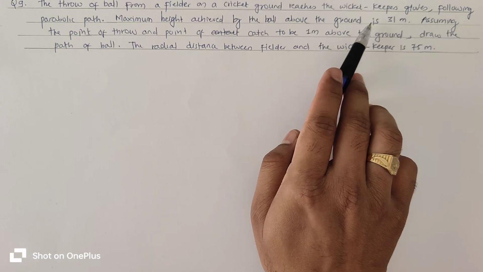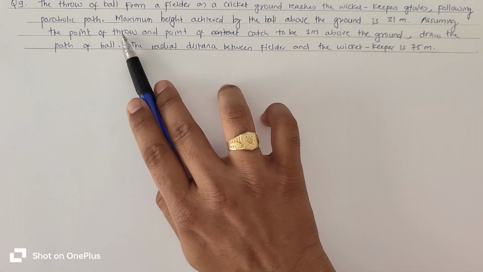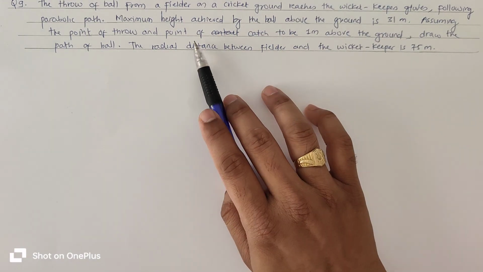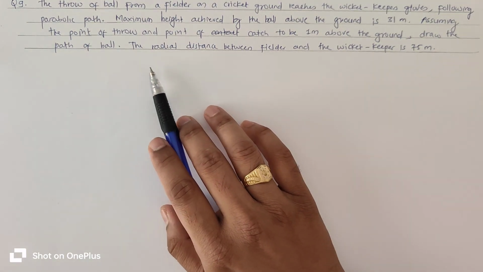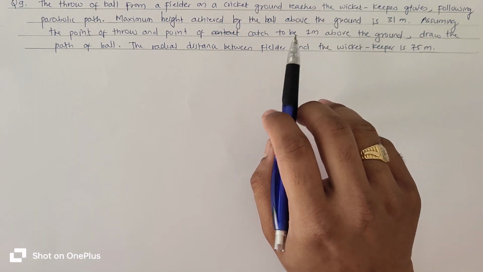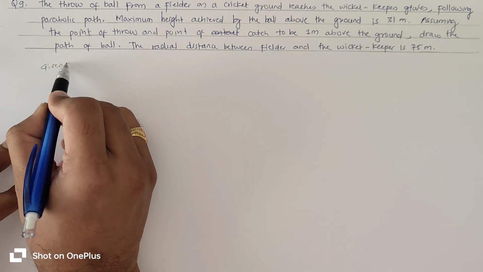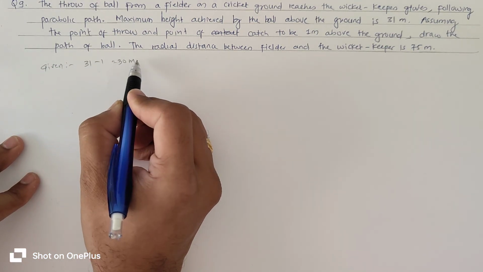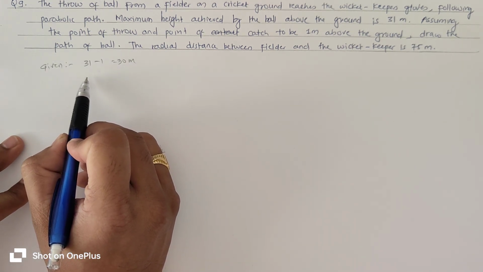Maximum height is 31 meter, and the height above the ground from which the ball is thrown and caught is 1 meter. So it means that the total height is 30 meter. Draw the path of the ball. The radial distance between fielder and the wicketkeeper is 75 meter. So in this question, the given data is height equal to 31 minus 1 meter, that is 30 meter, and length is equal to 75 meter.